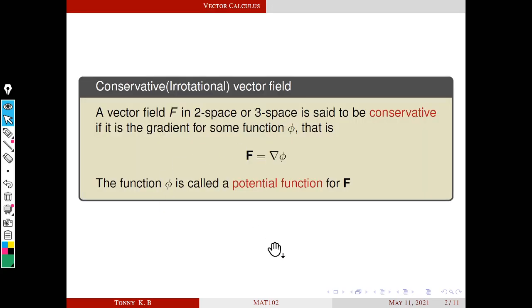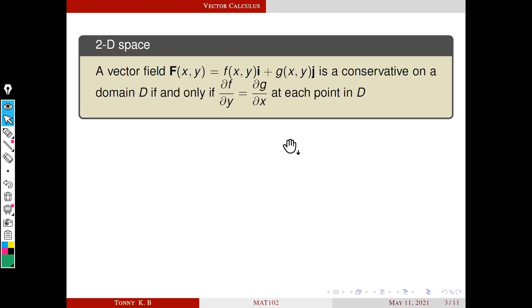Okay, this is the definition of a conservative vector field or irrotational vector field. There exists a function phi such that its gradient equals the given vector field f. We say that f is conservative and phi is called its potential function. Okay, this is a very simple test to check whether the given vector field is conservative.